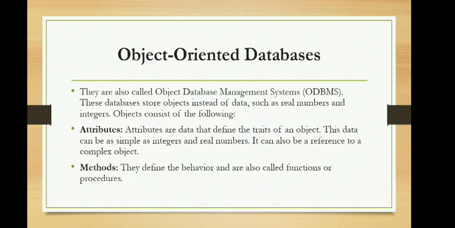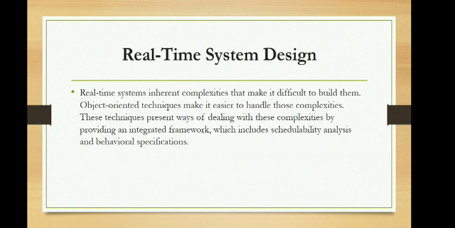Next is OODB, or object-oriented databases. They are also called object database management systems, or ODBMS. These databases store objects instead of data such as real numbers and integers. An object consists of the following. First is attributes. Attributes are the data defining the traits of an object. This data can be as simple as integers and real numbers. It can also be a reference to a complex object. Second is methods. They define the behavior and are also called functions or procedures.